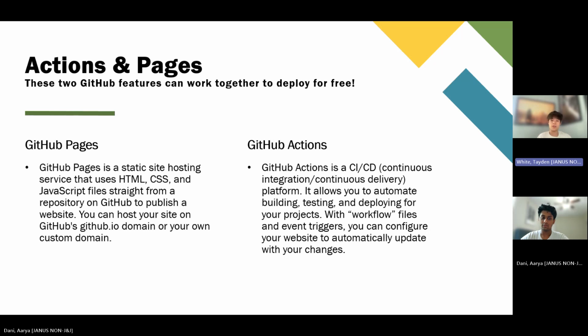GitHub Actions is a CI/CD, or continuous integration, continuous delivery platform. It allows for automation of your projects using workflow files and event triggers. In this case, the workflow file would be a set of instructions telling GitHub how to build and deploy your website, and an event trigger would be something like a push to your repository or a change that you made to your code for the website.